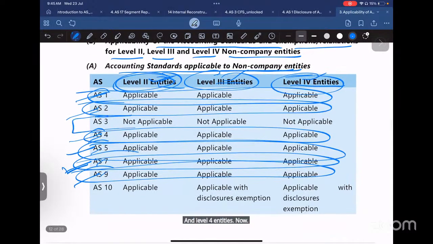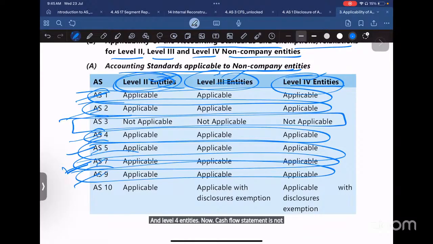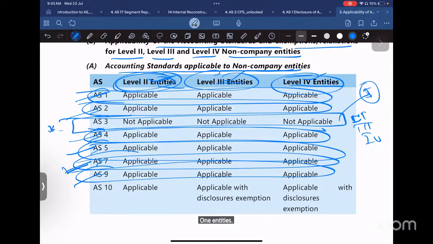Now, cash flow statement is not applicable for level 2, 3, and 4. So cash flow statement is only applicable to level 1 entities. So this is the important one.